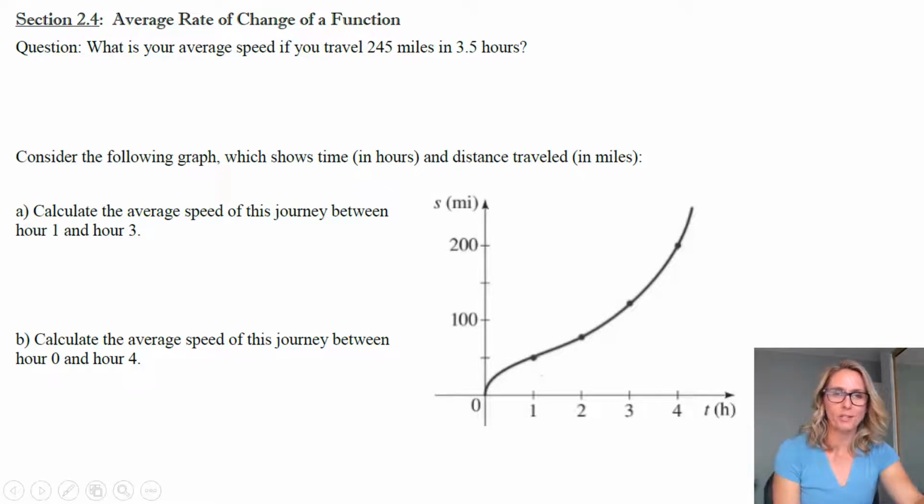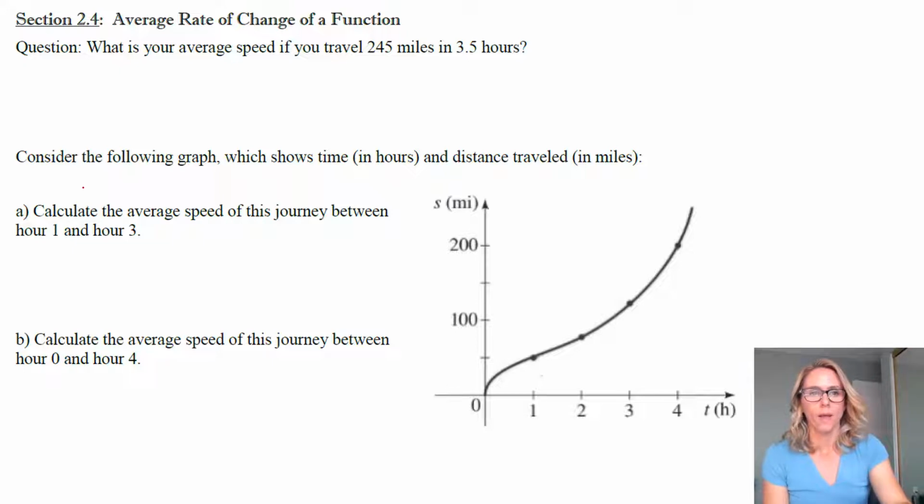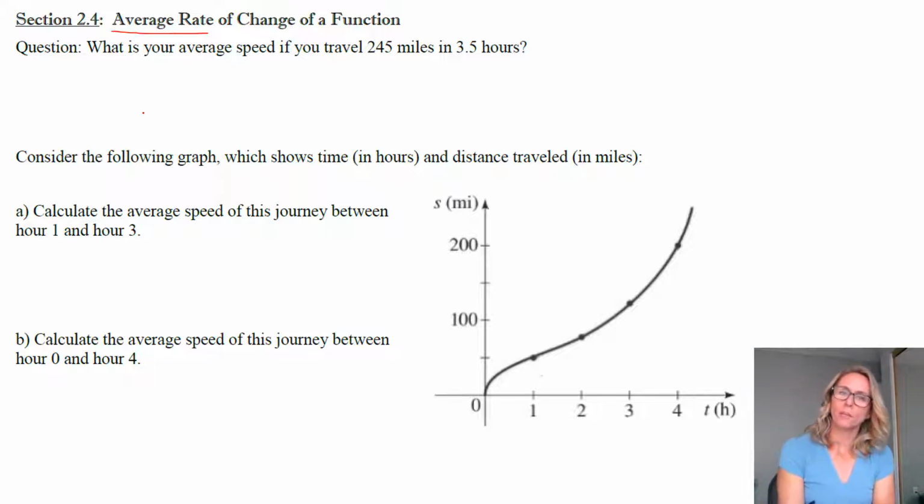So here we are in section 2.4, average rate of change of a function. Average rate of change is going to be replaced when you take calculus by instantaneous rate of change. But until we have that, we stick with average rate of change. We have a question. What is your average speed if you travel 245 miles in 3.5 hours?